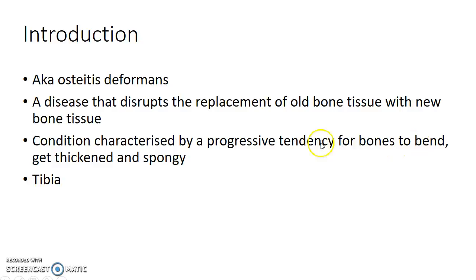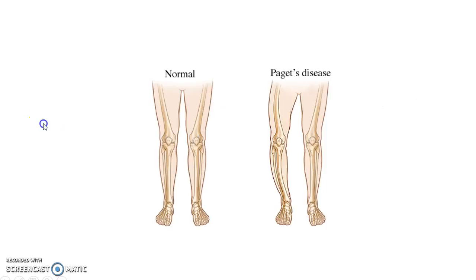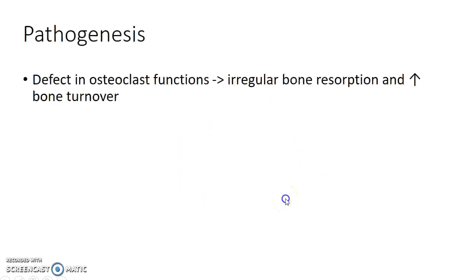Tibia is the most common bone affected by Paget's disease. Remember, in Paget's disease, the process of replacement of old bone with new bone is disrupted. This picture shows a normal tibia and this picture shows a tibia affected by Paget's disease.